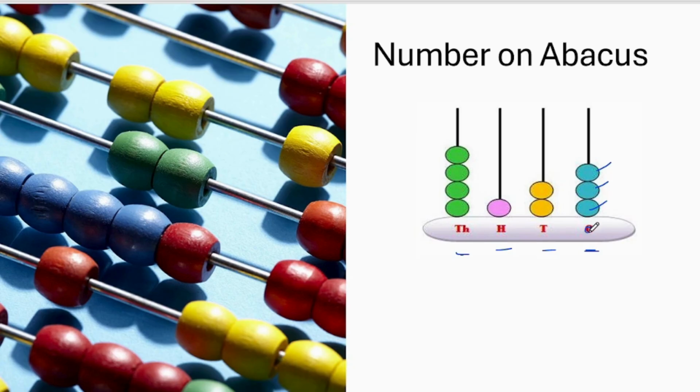For example, at one's place there are 1, 2, 3, three figures, so 3. At tens place it is 2, so 2. At hundreds place it is 1, so 1. At thousands place it is 1, 2, 3, 4, so 4. So it means that this number is 4000.